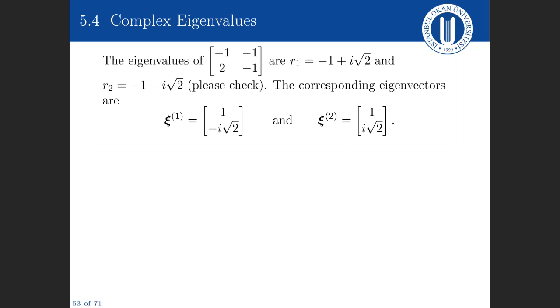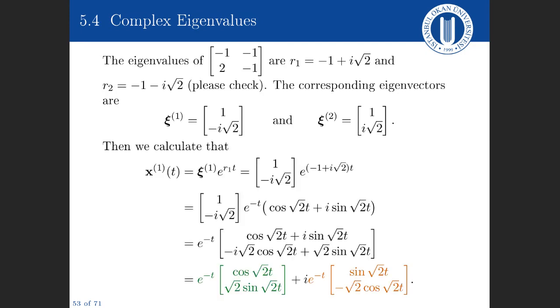We need the eigenvalues and eigenvectors of this matrix. I'm just going to tell you that the eigenvalues are minus 1 plus or minus i root 2. Please check that's true. And I'm just going to tell you that the corresponding eigenvectors are 1, minus i root 2 and 1, i root 2. Now, remember, we don't need to use both of these. We only need one of them. We're only going to use r1. So forget about r2. We don't need this. Forget about xi2. We're just going to use r1 and xi1.